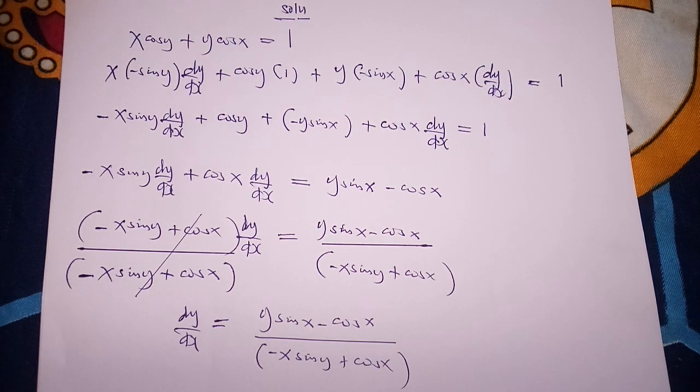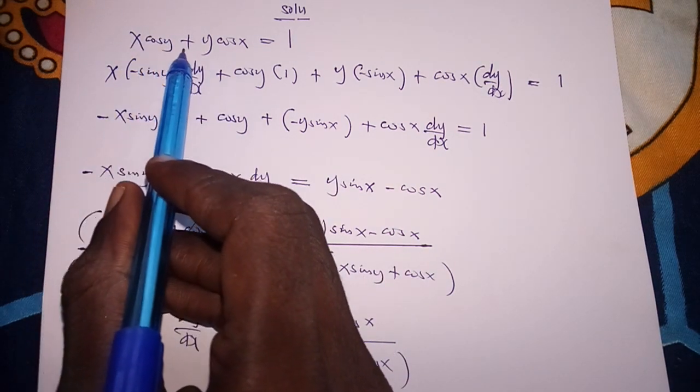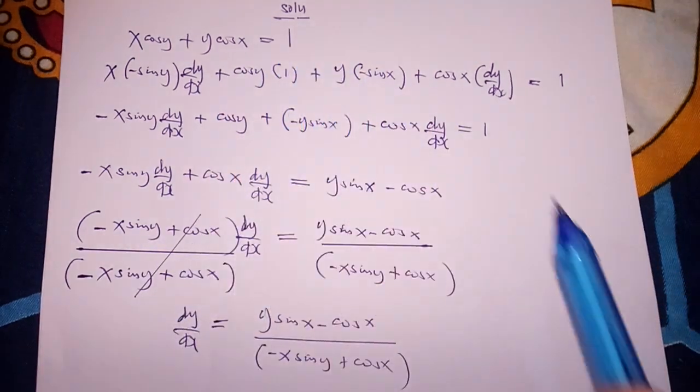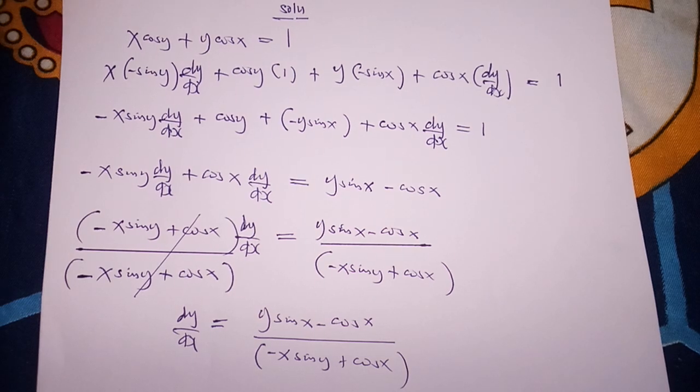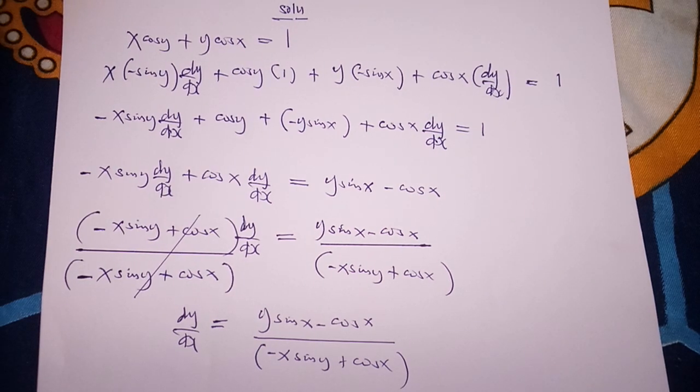Then if you look at what we are asked to find, the question says we have to differentiate this equation: x cos y plus y cos x is equal to 1. Then our final answer becomes dy upon dx is equal to y sine x minus cos x divided by minus x sine y plus cos x respectively. So this is what we are asked to find in regards to the problem.